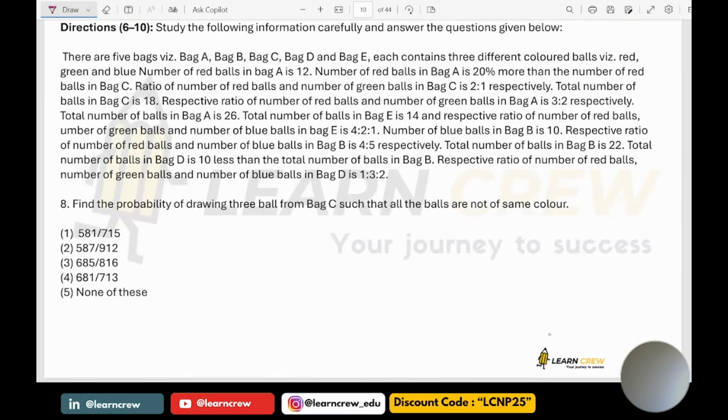Find the probability of drawing 3 balls from bag C such that all balls are not of the same color. So it is 1 minus all are of the same color. So 10C3 plus 5C3 plus 3C3 divided by how much? 18C3, right?